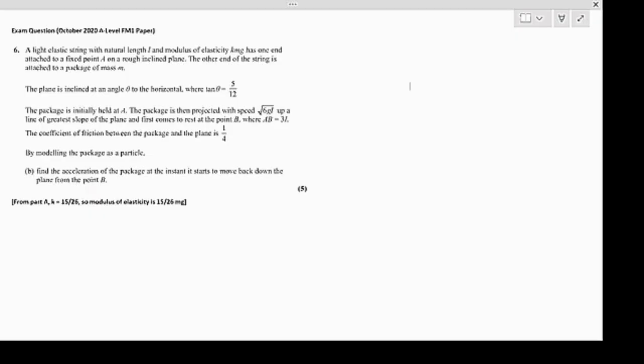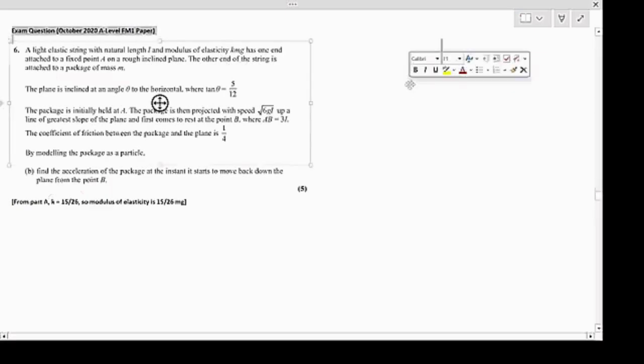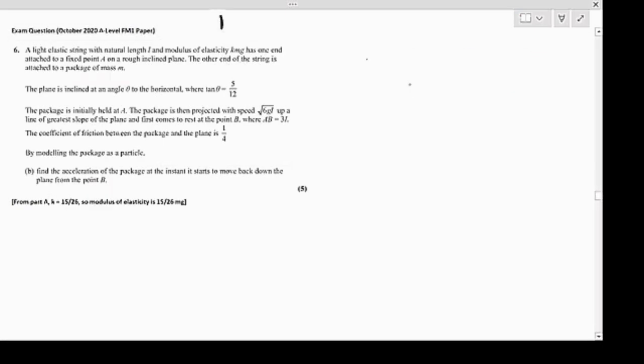Okay, now the first thing to note is that actually there was a part A to this question. We can't do part A just yet, but actually we deduce from part A that k is 15 over 26. So the modulus of elasticity is actually 15 over 26 mg. Okay, so that was what part A was asking for. Now for part B, it's asking for the package as it moves down the plane from point B.